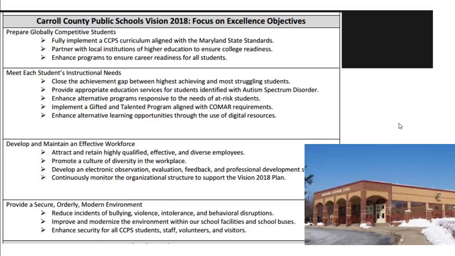So when I hear enhanced programs to ensure career readiness, I guess you could make a case for social cohesion, because maybe the school wants to steer you to where you will provide the most value, but it really sounds like we want all students to be prepared so they can pick their own professions and be competitive, et cetera, et cetera. So that sounds like social mobility. And then the second spot where it says meet each student's instructional needs. There's some things under here that really sound almost like part of democratic equality. So the first prong here, close the achievement gap between highest achieving and most struggling students.